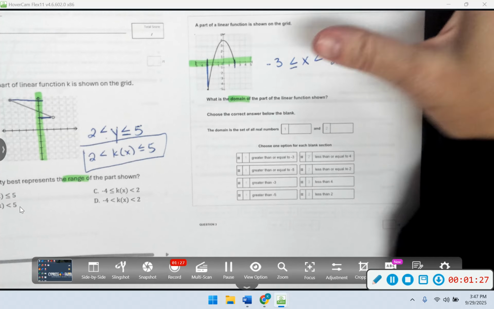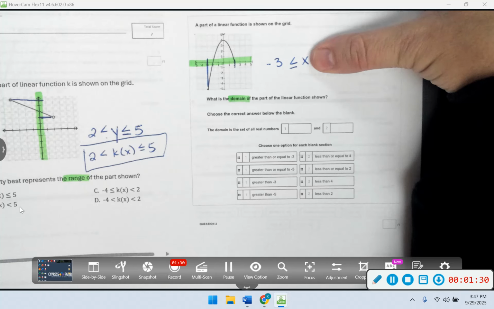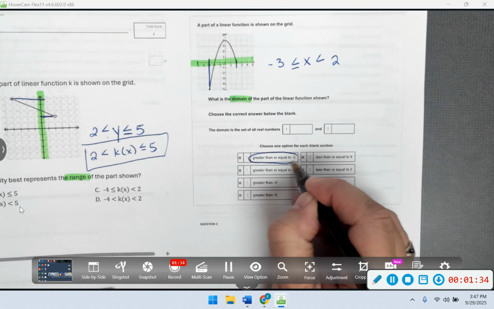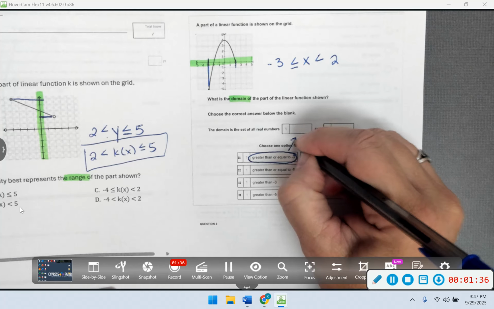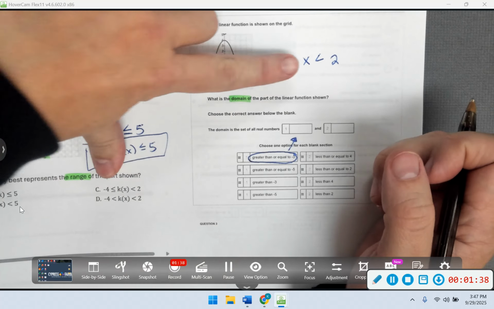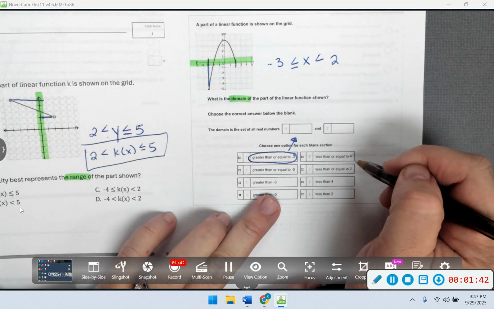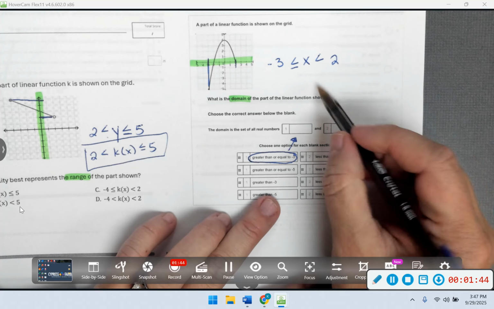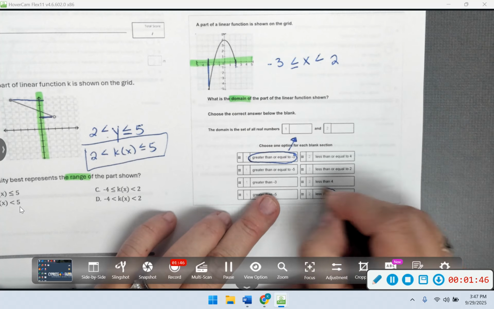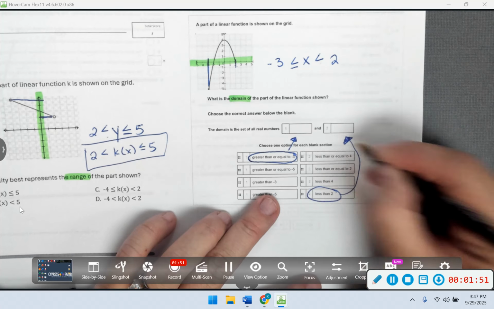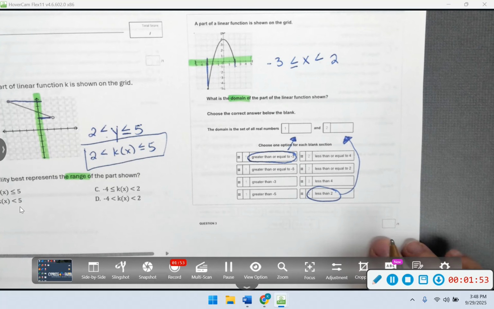So if you cover this up, this is saying all the x's are greater than or equal to -3. So they're greater than or equal to -3 in the first box. And then again, if I cover this, all the x's are less than 2. So less than, but they can't be equal to. It's an open circle. So less than 2, not less than or equal to. For number 2. Alright.